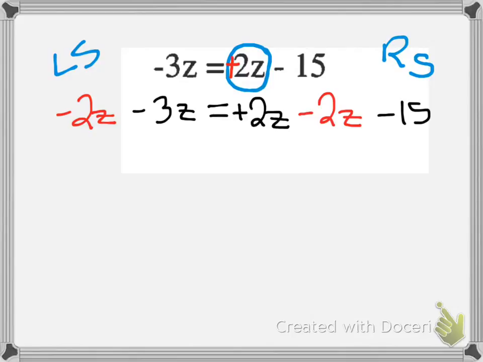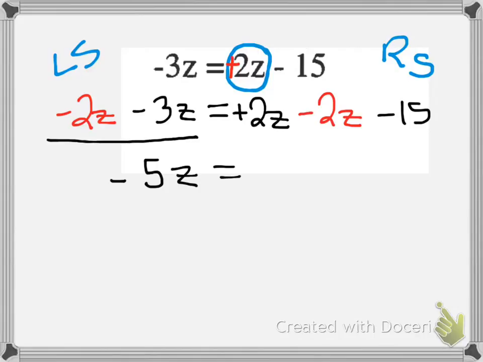Now we will collect like terms. So negative 2z minus 3z. It's 2 negatives and 3 negatives. There's no positives to cancel out any negatives. So you've got 5 negatives altogether, and those are z terms.